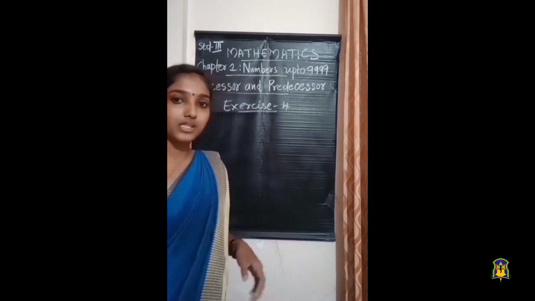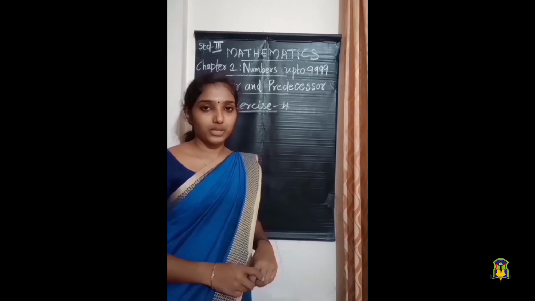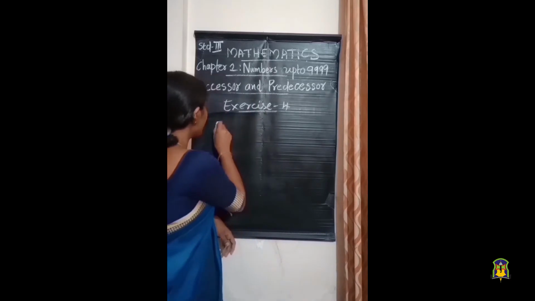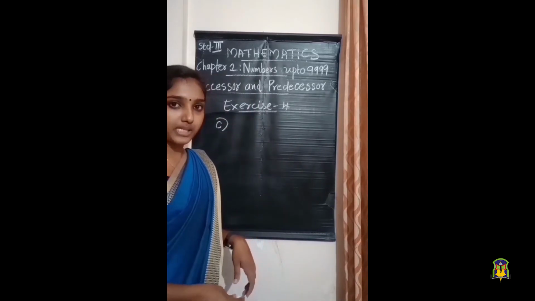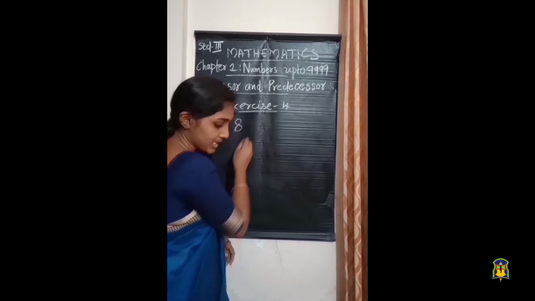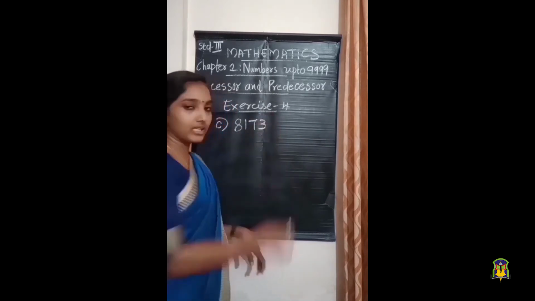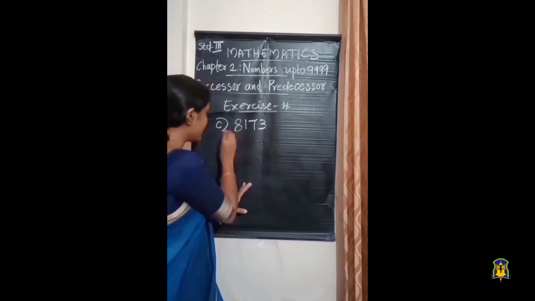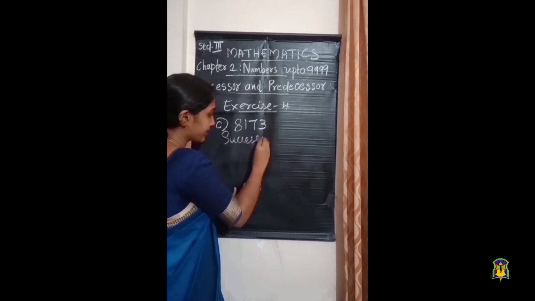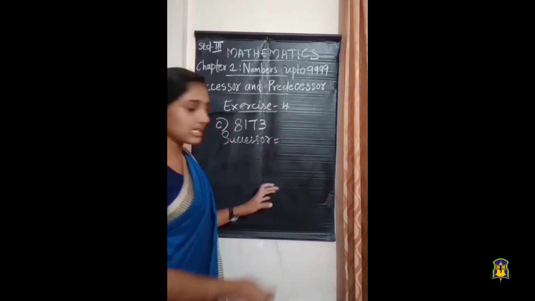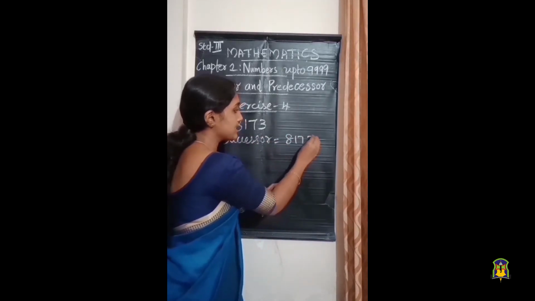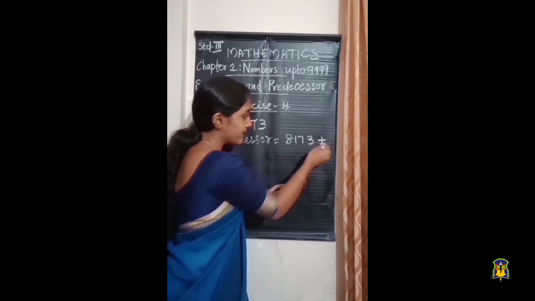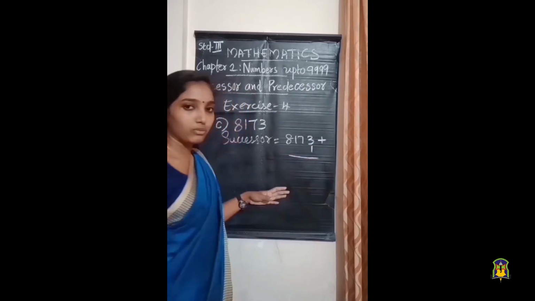Okay. Next, we are moving to our second question in the exercise. The second question is to write the successor of the given numbers. We have to find the successor of the numbers. And in that, we are doing the sixth question, question number c. And it is 8173. We have to find the successor of this number 8173. We have to add 1 to this number, isn't it?